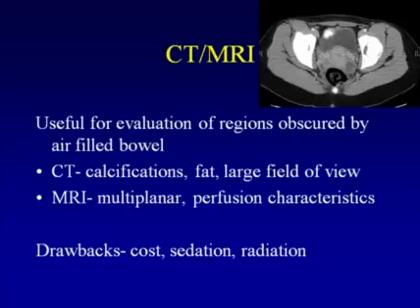While this is a talk on ultrasound, sometimes CT or MRI can be useful in looking for areas obscured by overlying air. With CT, we can assess for calcifications, fat, and it gives us a large field of view for large masses. MRI is particularly helpful for uterine anomalies, looking at multiplanar imaging and perfusion characteristics. With children, of course, the drawbacks are cost, the need for sedation, and radiation exposure with CT.